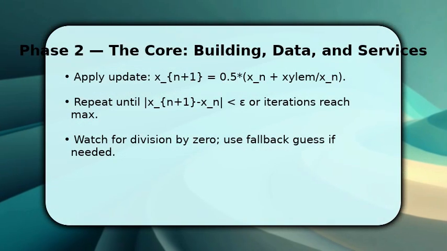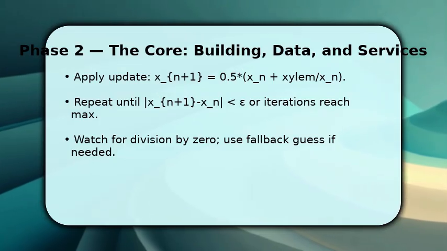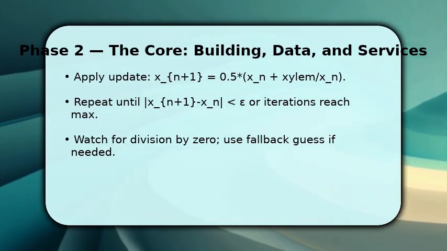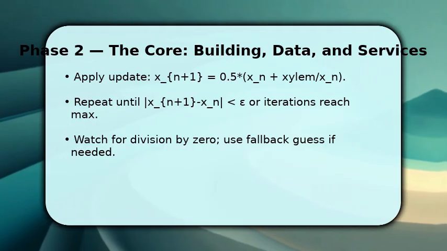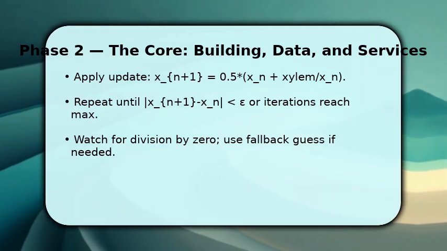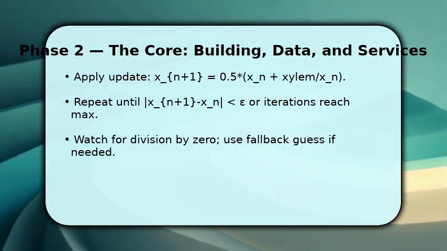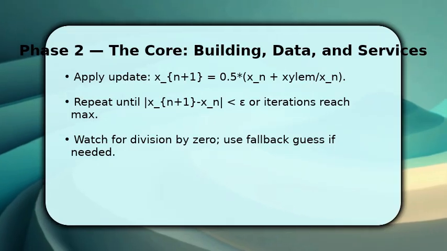Now iterate with Newton's update: xn plus 1 equals 0.5 asterisk (xn plus Xylem/xn). Do one full cycle, then check the change magnitude. If xn plus 1 minus xn is still above epsilon, repeat.